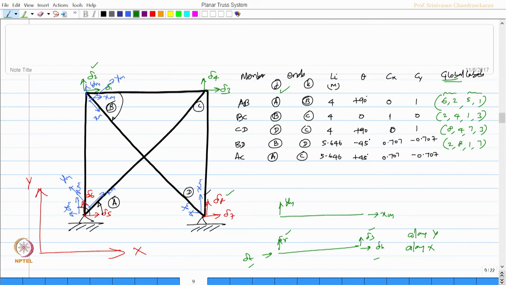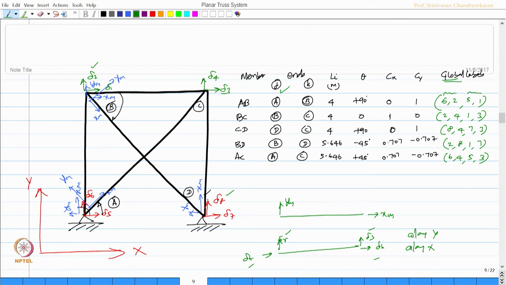So, for AC, origin is here, along global Y 6 and 4. So, 6 and 4, then along global X 5 and 3. So, 5 and 3. I do not think there is any doubt here, still you can understand very clearly, there will be no difficulty in this, correct.